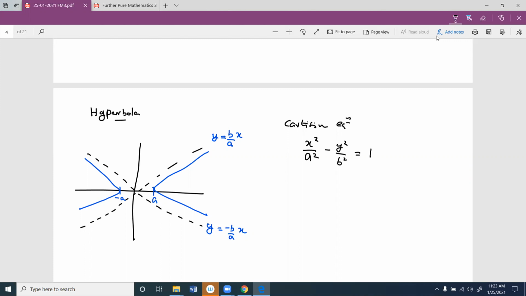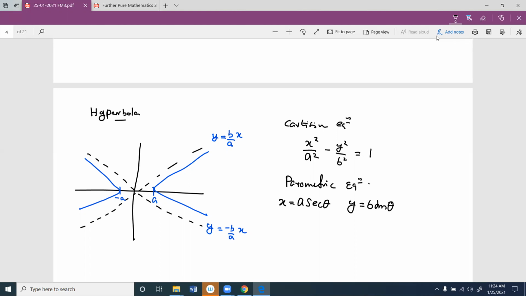So when you're working with this, how do you form the parametric equation for this? There are two types of parametric equation. The first type is in the form of trigonometric functions: x equals a sec theta and y equals b tan theta. Then we know that sec squared minus tan squared equals 1. From here you can get it.